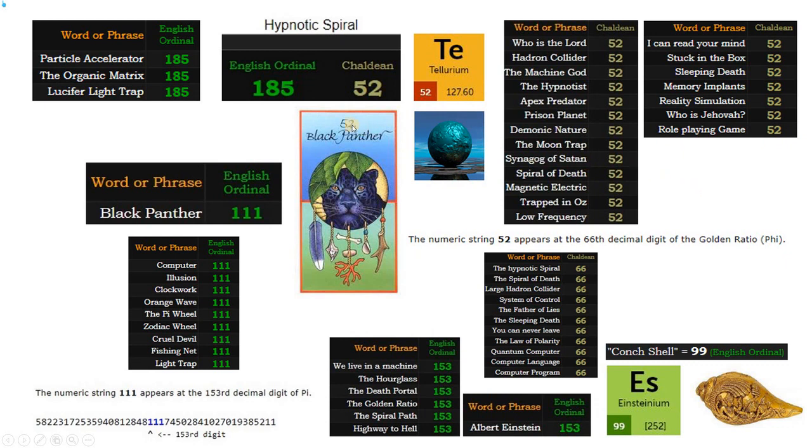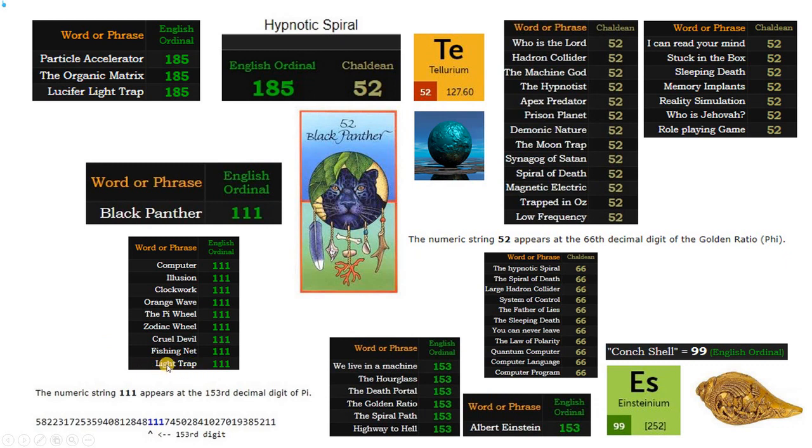Now 52 is also linked to the Black Panther card in the medicine deck, and Black Panther is 111, matching computer, and we are in a computer. It also matches illusion, clockwork, orange wave, the pie wheel, zodiac wheel, cruel devil, fishing net, and light trap. So we had Lucifer light trap, and now we have light trap.